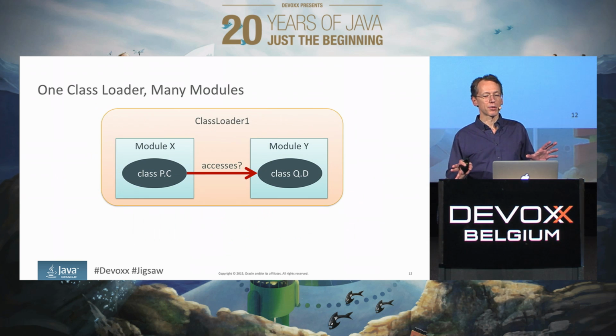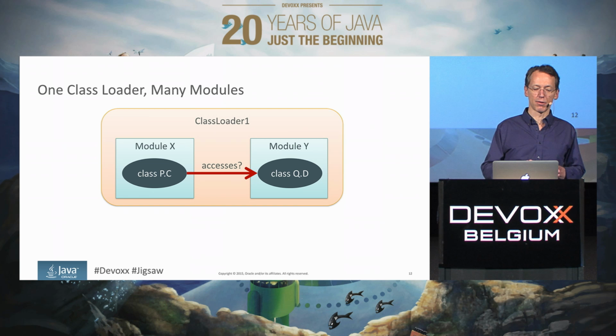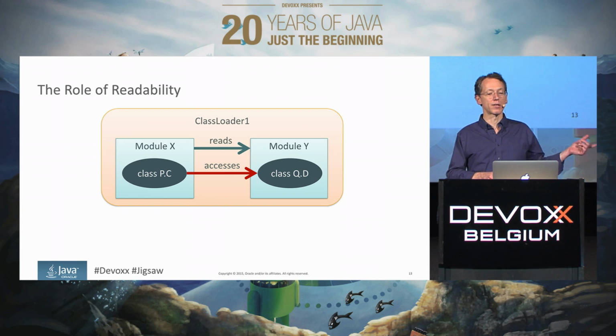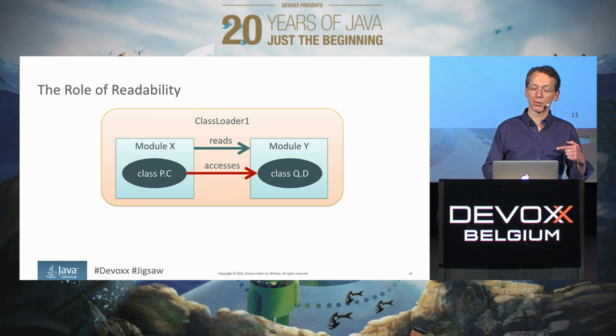Let's assume that different modules are somehow mapped to the same class loader. Can class p.c in module X access class q.d in module Y? Another goal of the module system is reliable configuration, to replace the brittle error-prone class path mechanism with a means for program components to declare explicit dependencies upon one another. So in order for p.c to access q.d, not only does module Y need to export package q, but module X needs explicitly to depend on module Y.